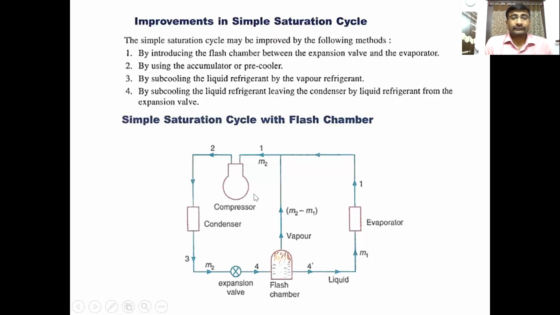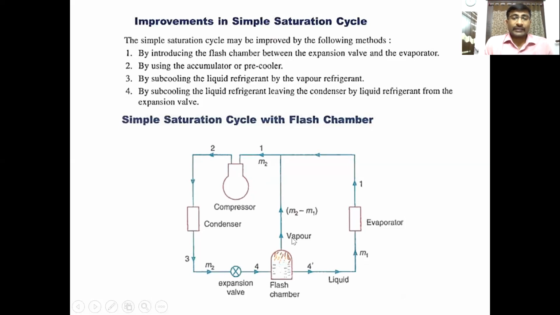Clear? The remaining cycle is same as that of the simple saturation cycle except the flash chamber. Let us take the total amount of refrigerant compressed in the compressor as M2. That M2 amount of refrigerant will be passing to the condenser and expansion valve. In the flash chamber, some of the liquid refrigerant will be separated. That is represented as M1. M1 is the liquid refrigerant which will enter the evaporator.